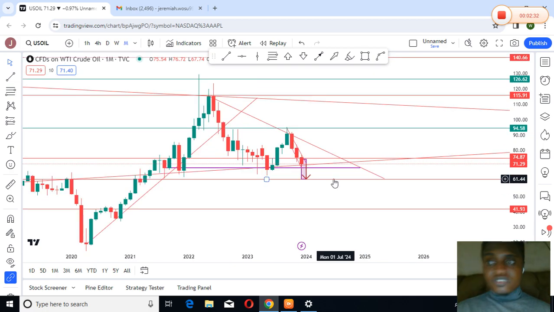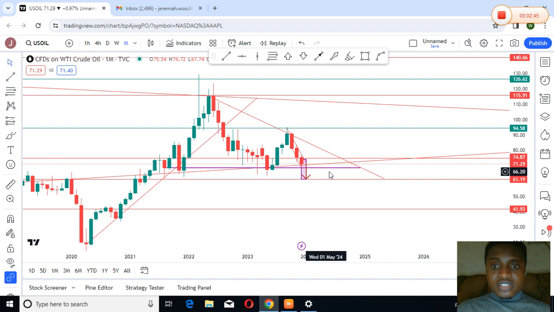Nonetheless, I have a first level target and a second level target from this analysis, which you can see on my screen. This green line is the first level target, and I'm expecting this US crude oil to test it and then go down to this point. And if it breaks this level of 61.19, I'm expecting US crude oil to fall up to 41.93.